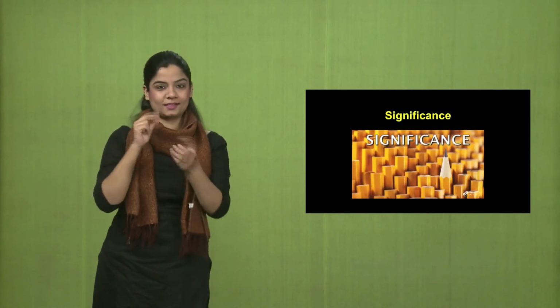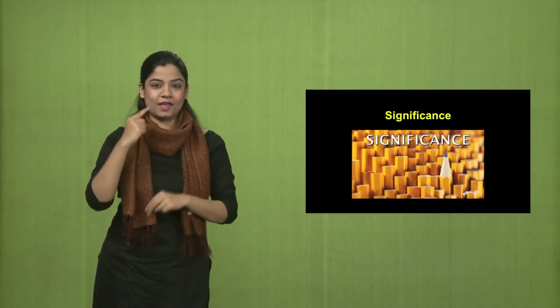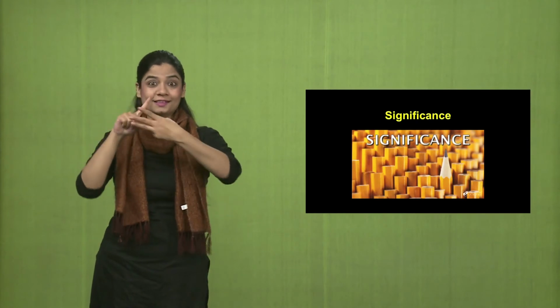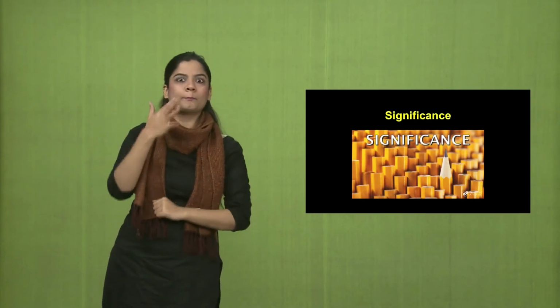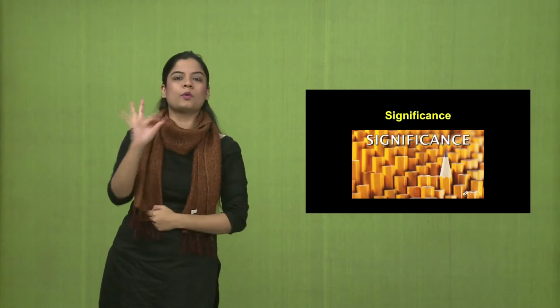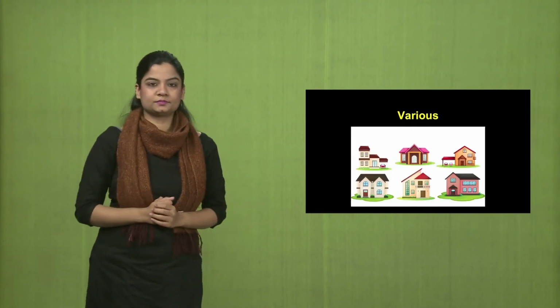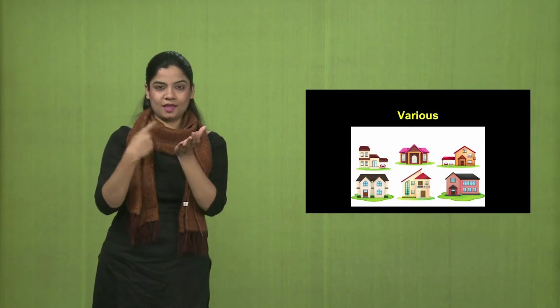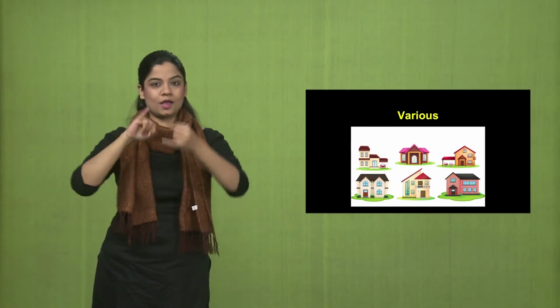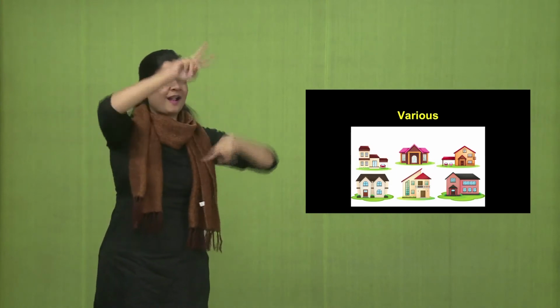Work center. Any place where you sit and do your work is a work center. Significance, something that's different as well as important, is called significance. Various, things of a different kind. For example, houses are there is apartments, there is bungalows, there is villa, so various kinds of houses.